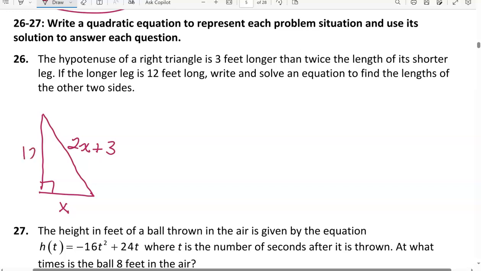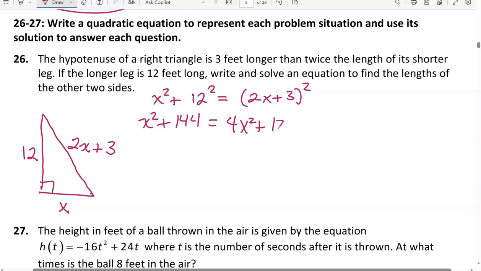If the longer leg is actually 12 feet long, then we're going to write an equation to solve. The sides of a triangle work in the Pythagorean theorem, so one leg squared plus the second leg squared should equal the hypotenuse squared. So x squared plus 144 equals 4x squared plus 12x plus 9, doing the squaring. And now we're going to want to have all of our terms on one side. So I'll subtract x squared. Also, we can subtract 144, which gives us minus 135.